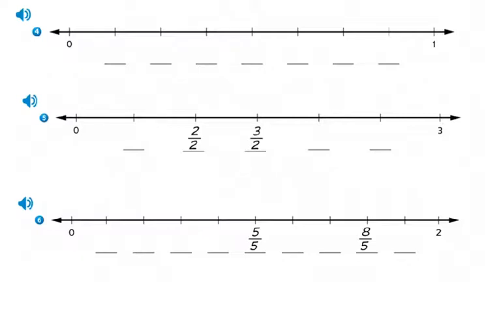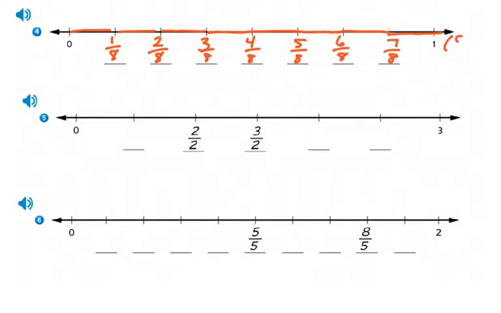Looking at number 4. Again, I'm going to count an equal number of spaces: 1, 2, 3, 4, 5, 6, 7, and 8. So my fractions are all going to have 8 as the denominator. That tells me how many equal spaces are on this number line. Now fill in the numerator, the top number: 1/8, 2/8, 3/8, 4/8, 5/8, 6/8, 7/8, and the whole number 1 would be the same as 8/8. When the top number and the bottom number are the same, it equals 1 whole.